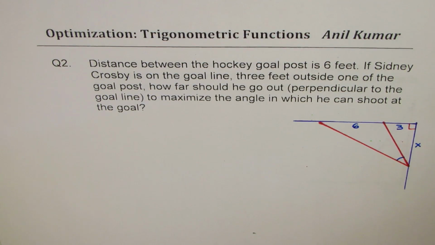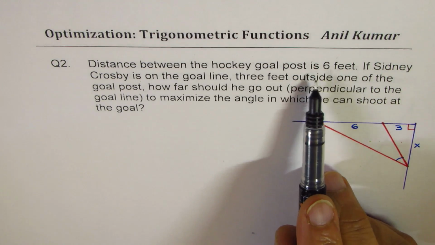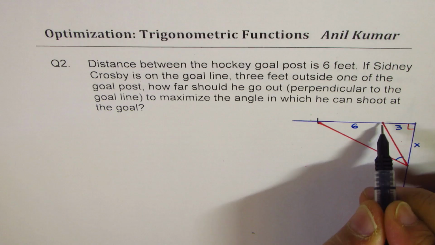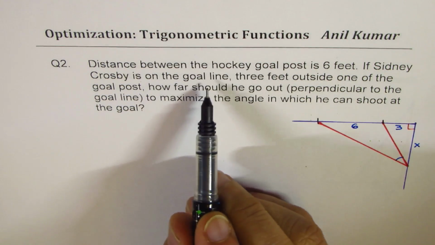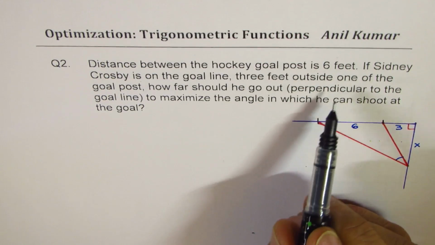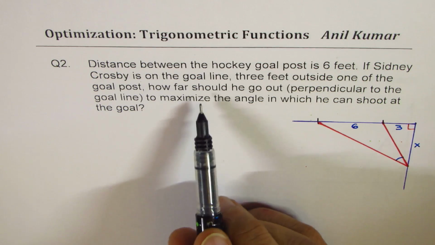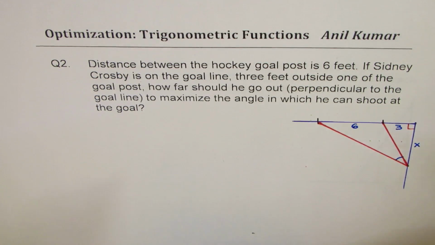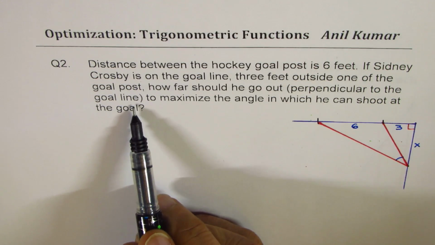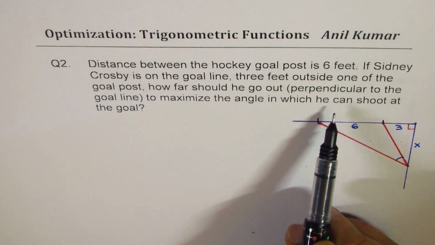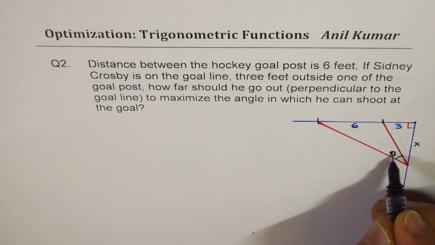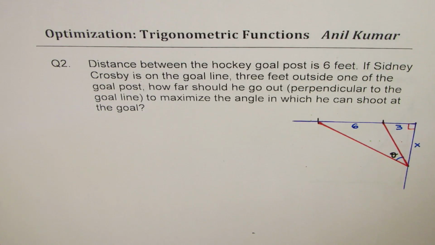Question number 2. The distance between the hockey goal posts is 6 feet, so that's the distance between the hockey goal posts. If Sidney Crosby is on the goal line 3 feet outside one of the goal posts, how far should he go out, that means in this direction, perpendicular to the goal line, to maximize the angle in which he can shoot at the goal? So that's the angle theta which we want to maximize. Now this is really a very interesting question, and you have to use knowledge of exterior angles to solve this kind of question. So let's try to understand.